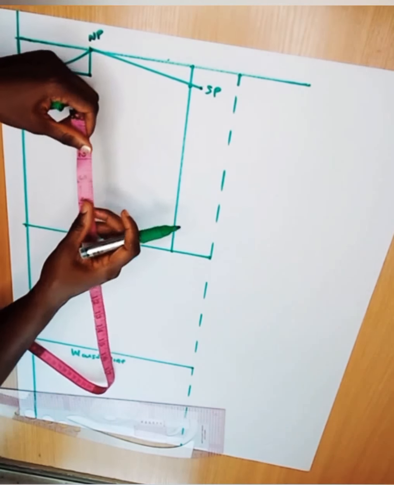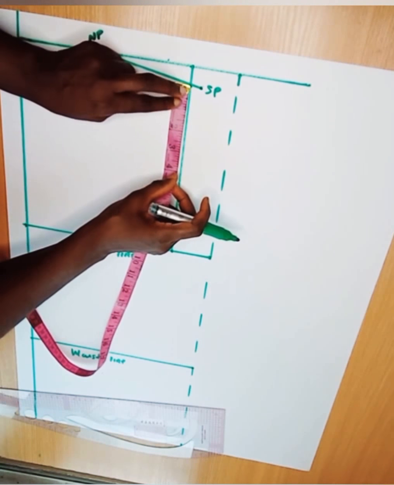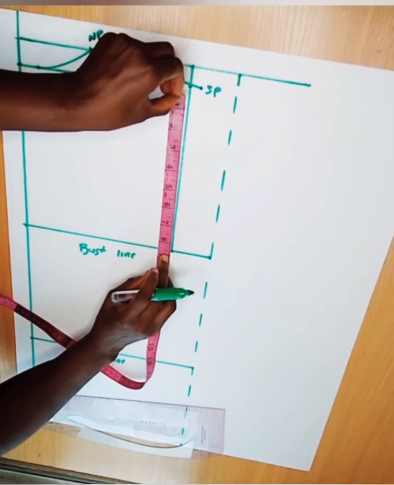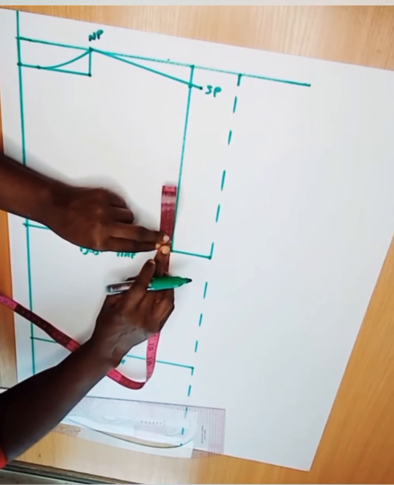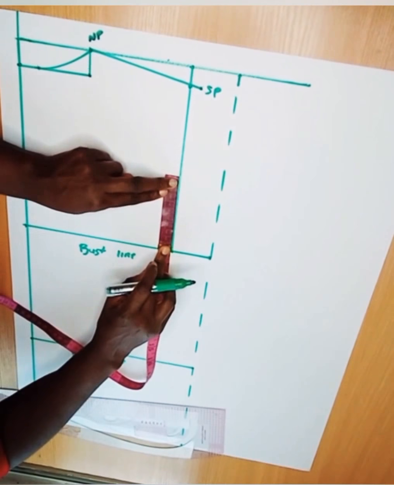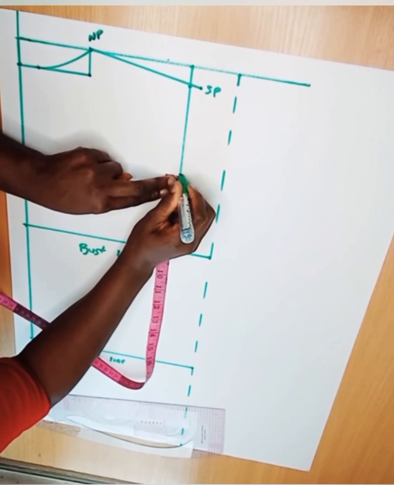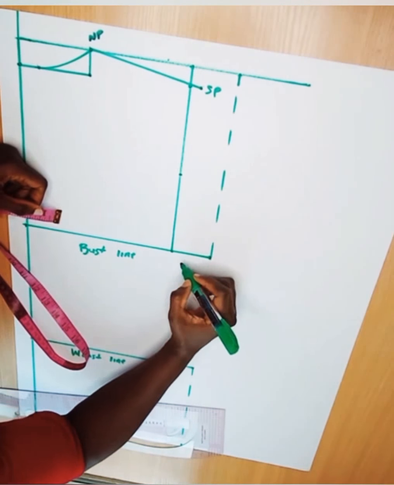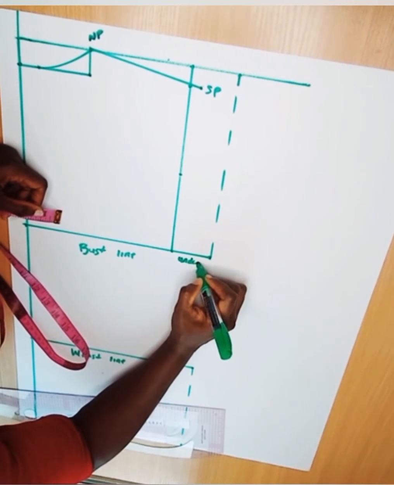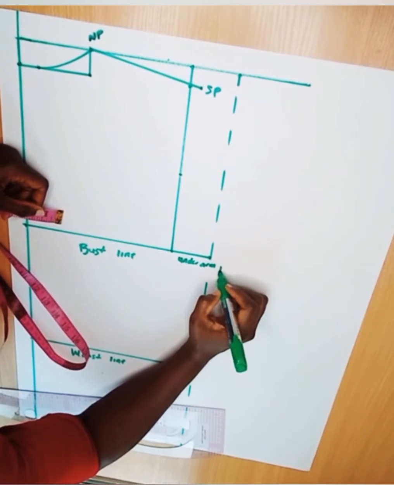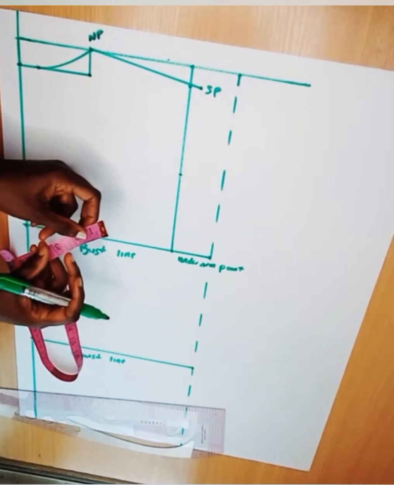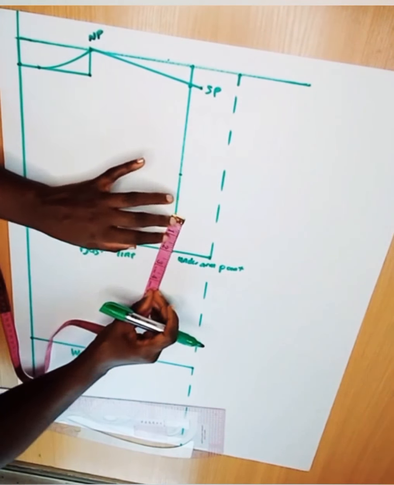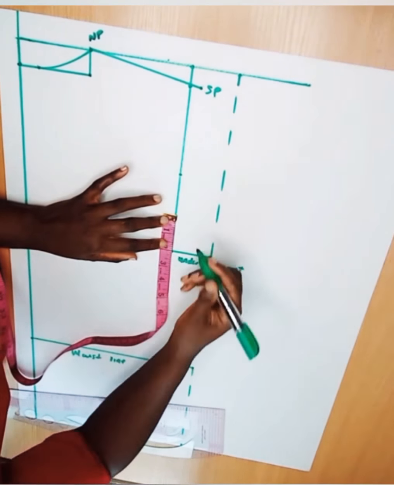Next we get the midpoint of the arm side depth. You can measure that and divide by 2, or you fold your tape like so to get the midpoint. It's quite easier. And then mark. So at this angle, we measure the underarm point, UP, and that is 2 inches. The same 2 inches we measure upward on the arm side depth.